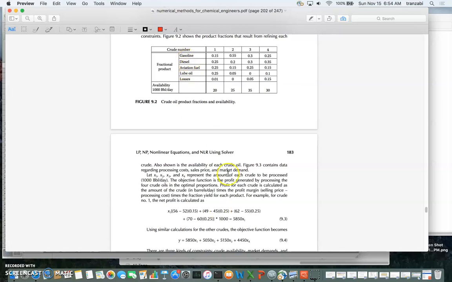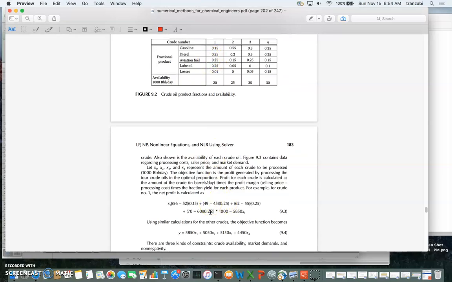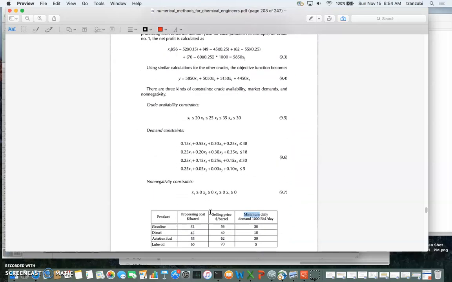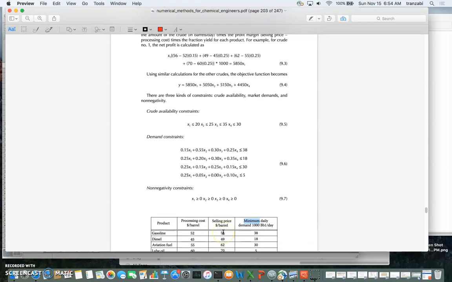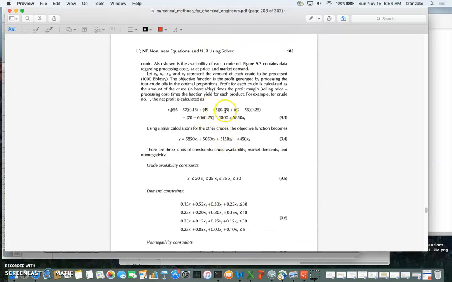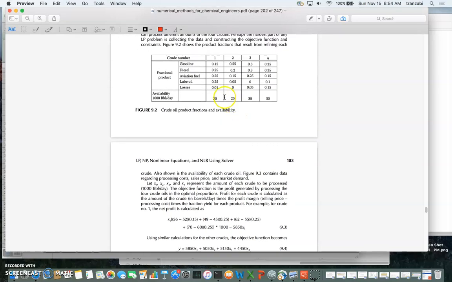How about the diesel? Diesel is 25% in product 1. So we're still in product 1. It's 25% diesel fuel, and then I spend $45 according to this table, and I gain $49. So it's the difference of 49 and 45 times 25%. And you can go ahead with the other two components, aviation fuel and lube oil for product 1. So this is all about product 1. And if I have x1 barrels a day, this is going to be my total benefit in dollars. Okay, this much times x1.